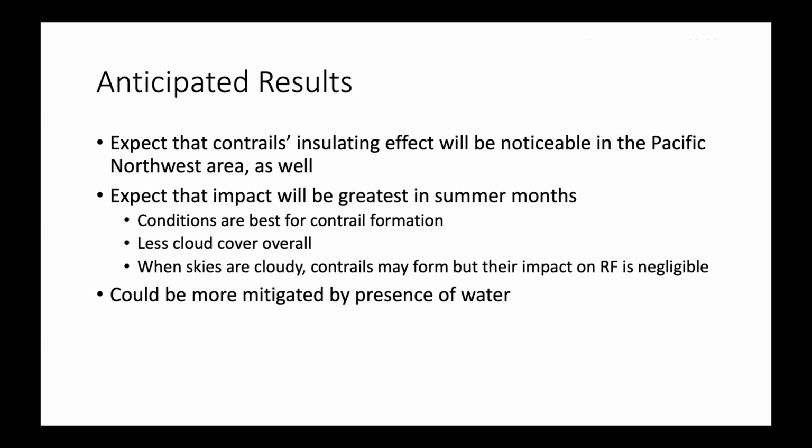We definitely anticipate that contrails will have an insulating effect in the Pacific Northwest area, just as they do on the East Coast and in the Midwest. We expect that the impact will be the greatest in the summer months because that's when the conditions are best met for formation, but also there's less cloud cover overall. So when skies are already cloudy, contrails may form, but their impact on radiative forcing is pretty negligible just because there's probably bigger clouds that are doing more insulating. And then we're also thinking that the effects may be mitigated by the presence of water.